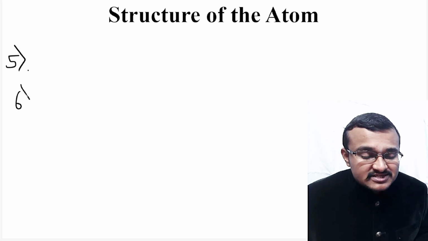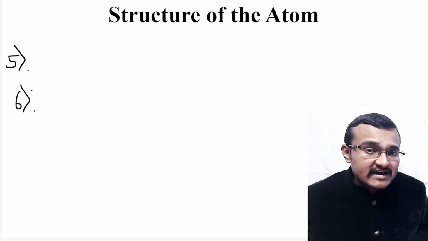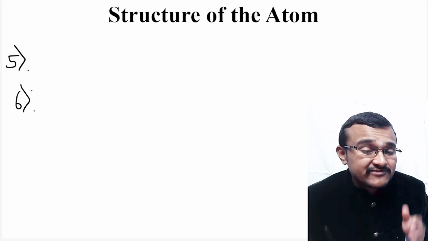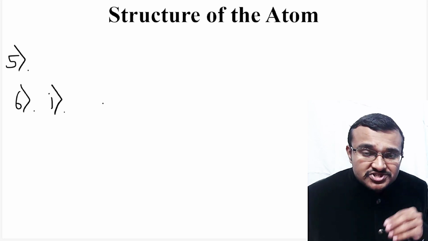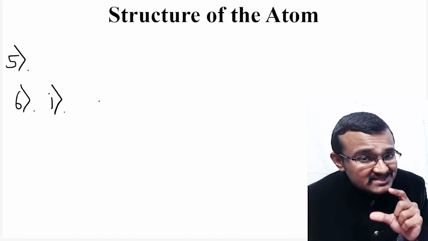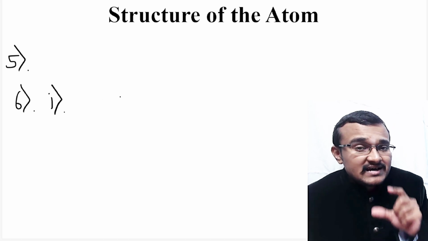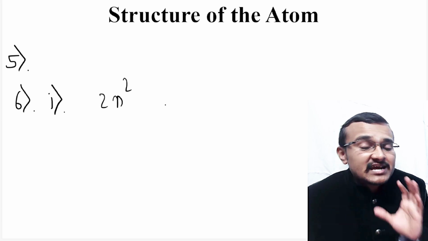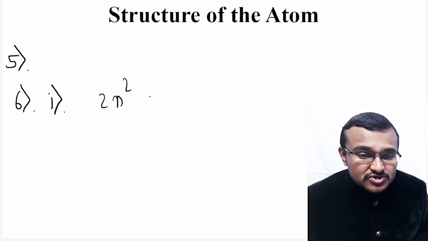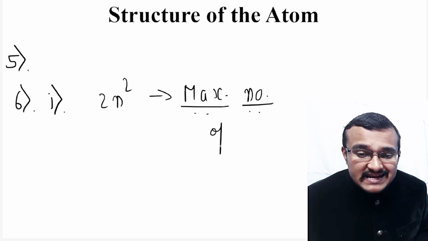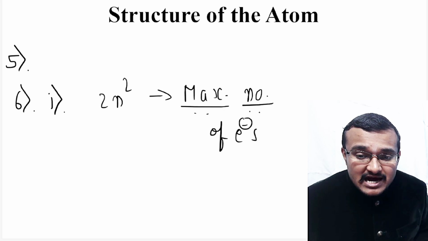Coming to the sixth question in this particular exercise, here they have asked the rules for electronic configuration for the first 18 elements. The first rule states that in any orbit, based on the energy level of that particular orbit, only 2n square number of electrons are allowed in that particular orbit. So this is the maximum number of electrons which are actually allowed in a particular orbit.